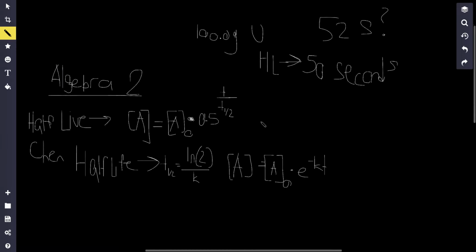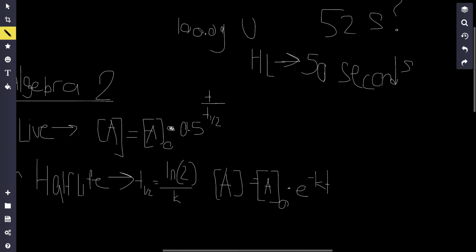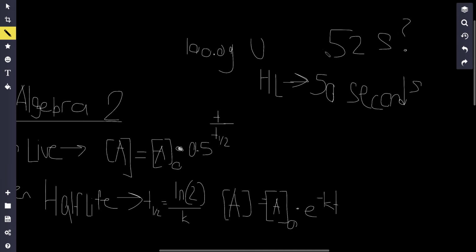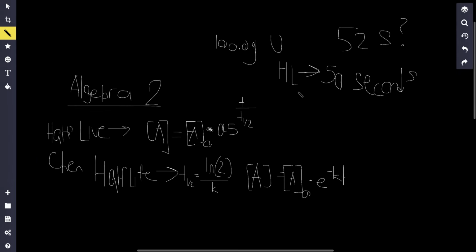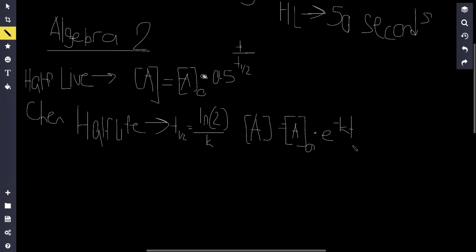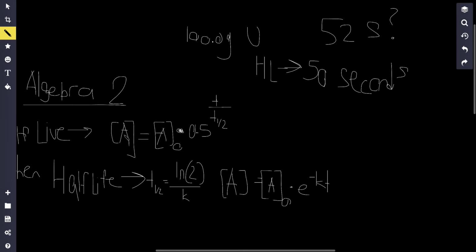So let me just try out a practice problem with both of these formulas to see if I get the same answer. Let's say I start out with 100 grams of uranium, and let's say my half-life is 50 seconds. I want to find out how much uranium remains after 52 seconds. All right, seems nice enough. So let's get started using the first formula. Let's use the Algebra 2 formula first. So we know the half-life.